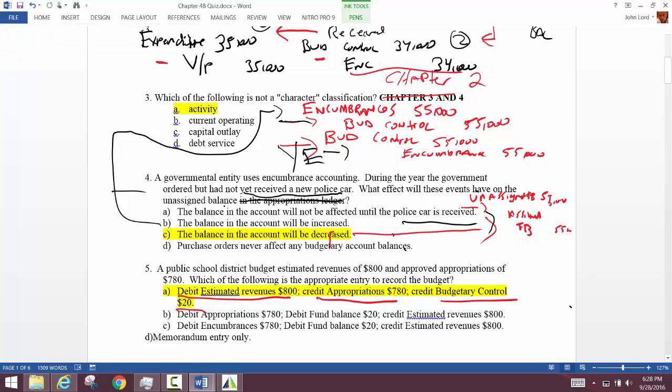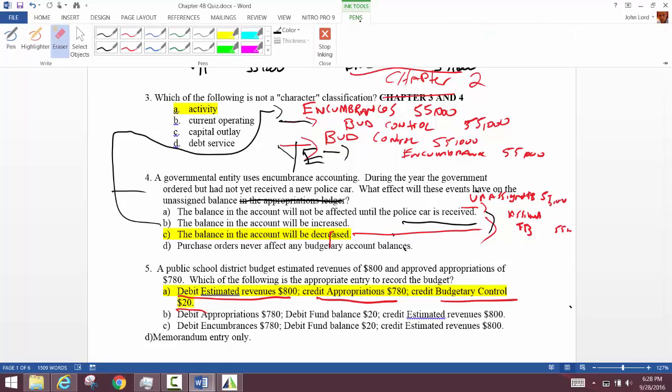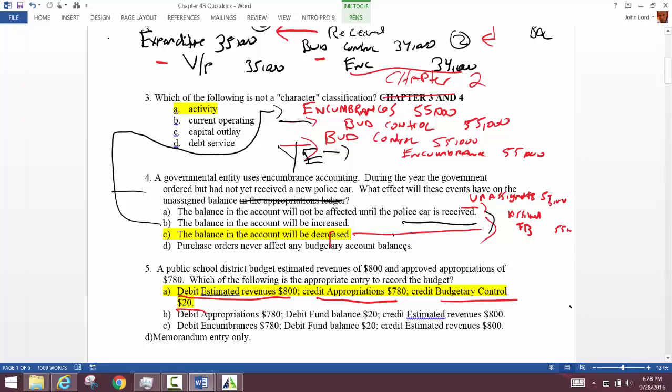Oh, I struck out in the appropriations ledger because you don't really show unassigned fund balance in the appropriations ledger, right? So what effect is it going to have on the unassigned fund balance? It's going to do what? It's going to decrease it, isn't it? Because we have to set up that fund balance for the amount for the encumbrance.